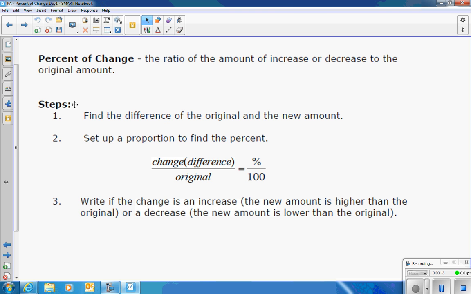So the steps are that you're going to find the difference between the original and the new amount, and you're going to set up a proportion. The change, or that difference between the original and the new, is going to be a certain percentage of that original amount. And that's what we call the percent of change.